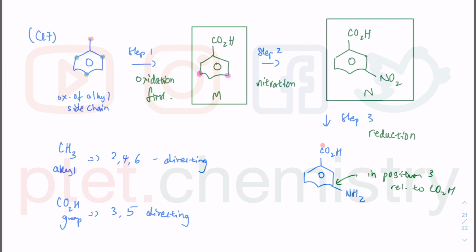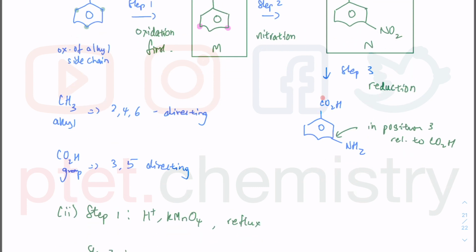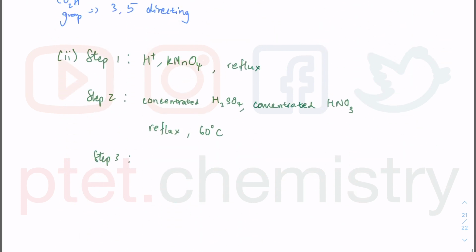So step 3 is reduction. Reduction of the nitro group is very particular as well. It can't use the normal reducing agent. Reduction of the nitro group requires the use of tin and also concentrated HCl, and you also reflux this.